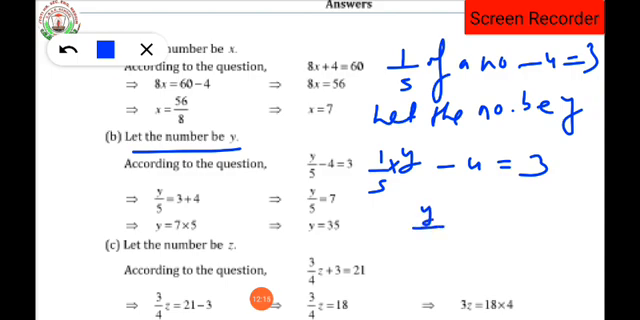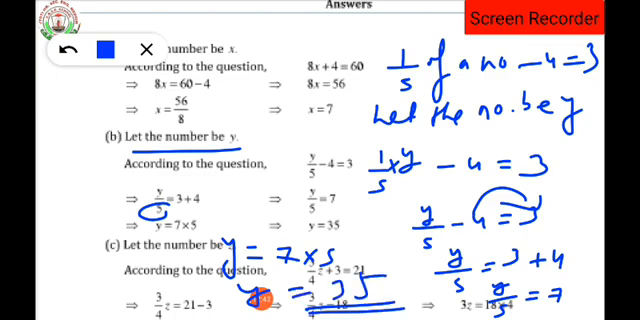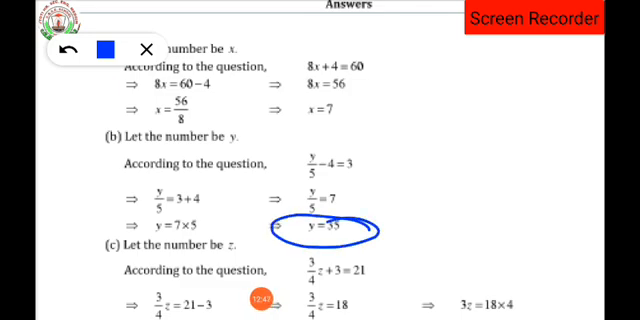So y by 5 minus 4 is equal to 3. When the 4 is transposed from the left hand side to the right hand side, it will become plus 4. So y by 5 is equal to 4 plus 3, which will be 7, isn't it? Now this denominator 5 will be transposed and get multiplied with 7. So 7 into 5, y is equal to 35. We will get the required answer. Clear? So here we will get the required answer as y is equal to 35.